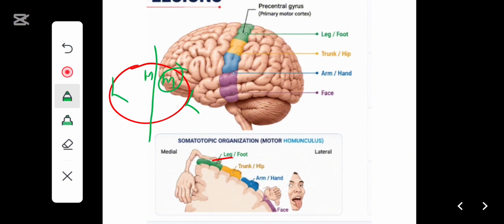Meaning that manifestations such as paralysis are going to be on the opposite side, because we know that the right side of the brain controls the left side of the body, and the left side of the brain controls the right side of the body. In short, these things are contralateral.